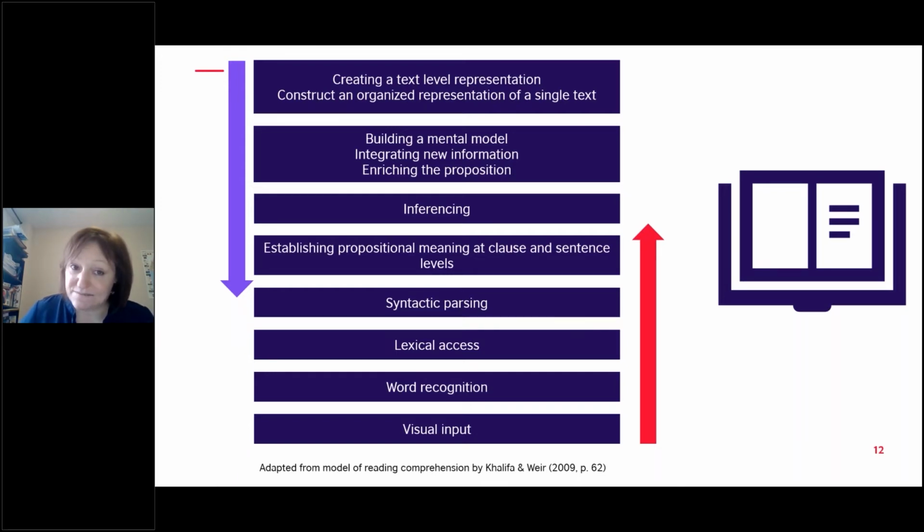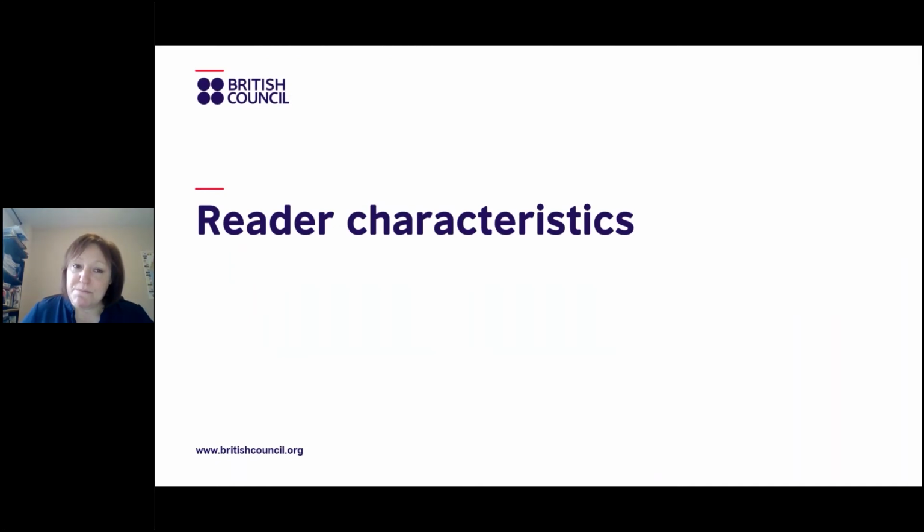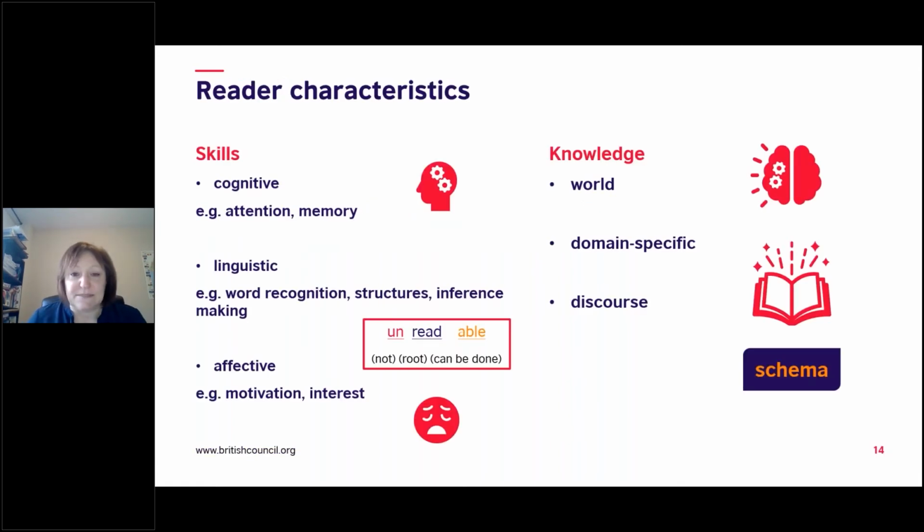Okay, now remember I said that reading is a dynamic interaction between the cognitive processes, the reader, which is where we're coming to now, and the text. Let's look at the reader. A lot of these things overlap. I'm going to repeat a lot of things because they all overlap. Well, the reader brings with them skills and knowledge, right?